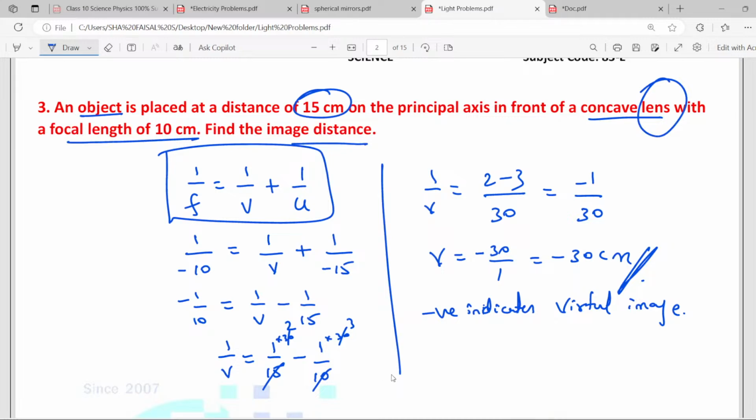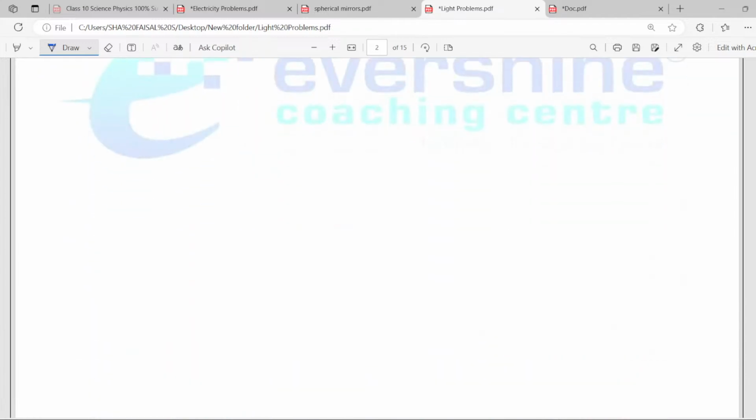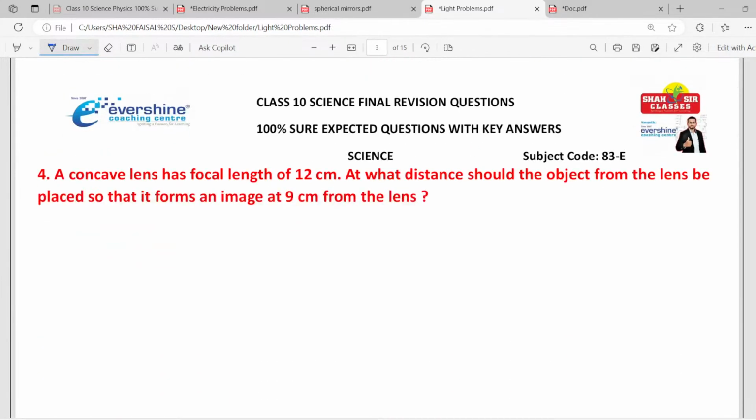So what is the distance? It is negative 30 centimeter. So if they ask you what is the nature of the image, you should write image is virtual. If it is negative, you should write virtual. If it is positive, then you should write real. I said this to you earlier. Remember the table? आपको टेबल को याद रखना है. हाँ. Now come back to this question.